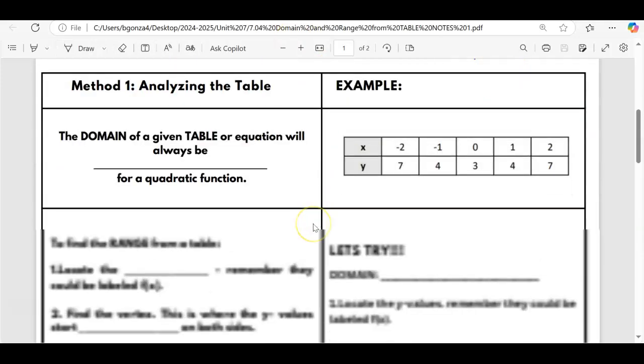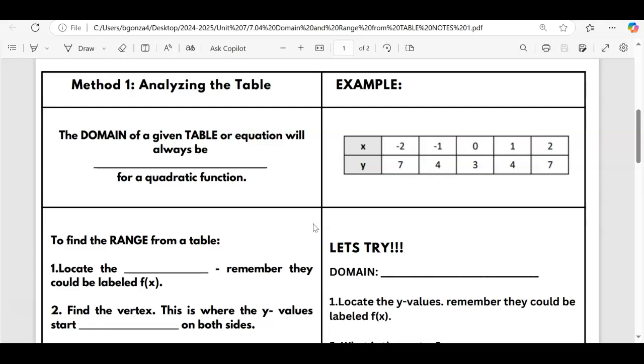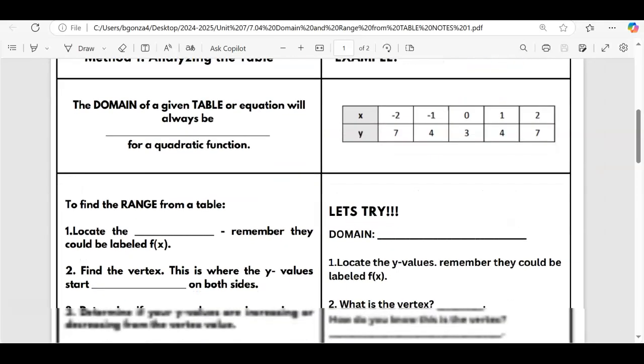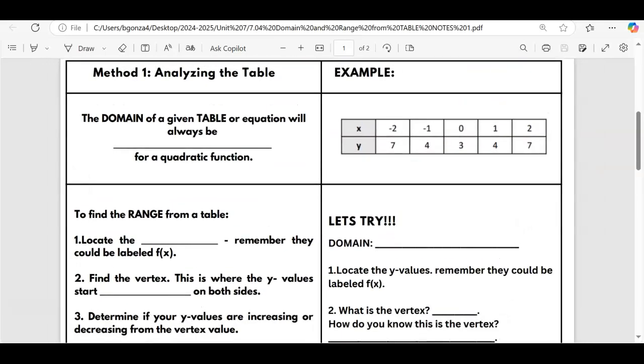Here we go. So right here, the domain of a given table. Okay, so check this out. Is everyone looking up here? This is new stuff. It's going to be short and sweet, but you got to look. Okay. Now, domain. If you remember from our last notes, it goes forever to the left, forever to the right. The domain is always going to be all real numbers, okay? All real numbers, for sure.